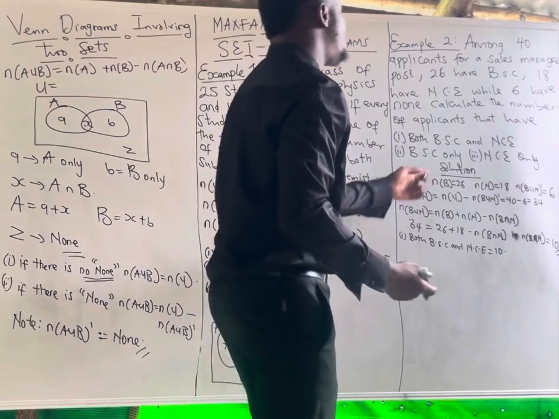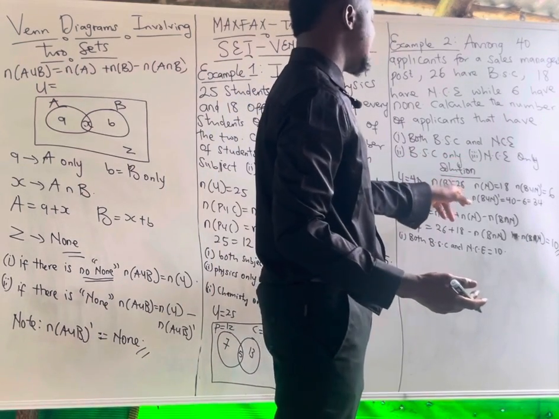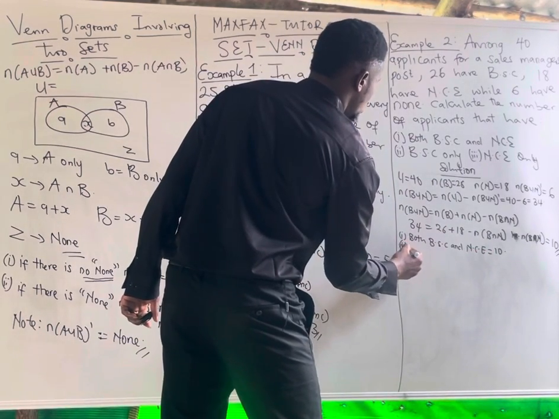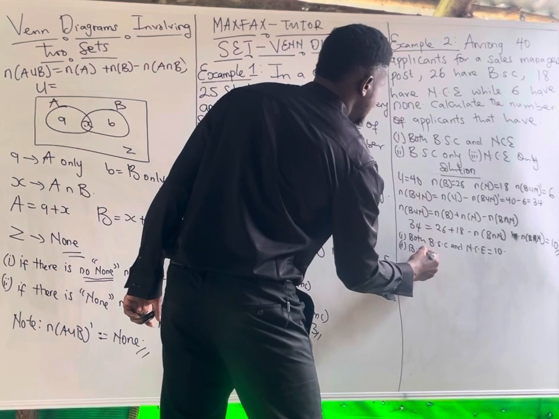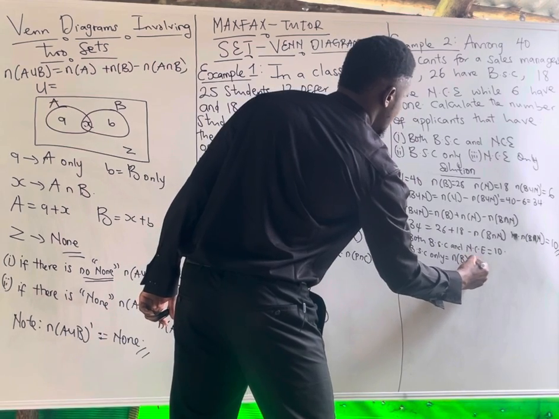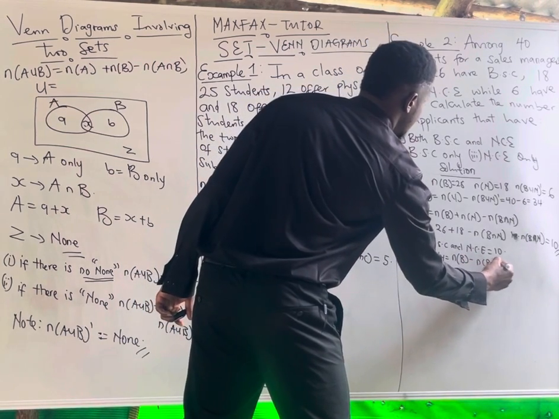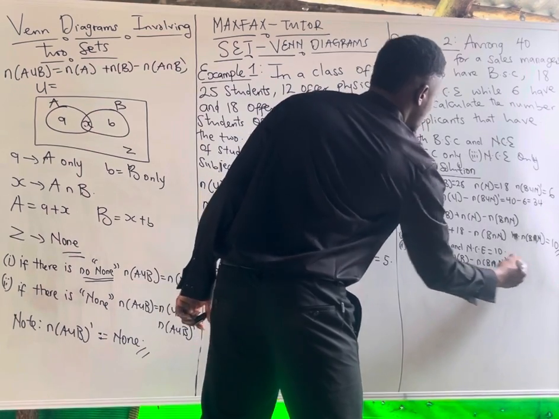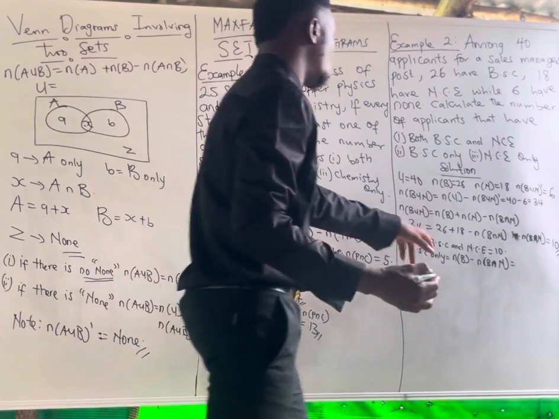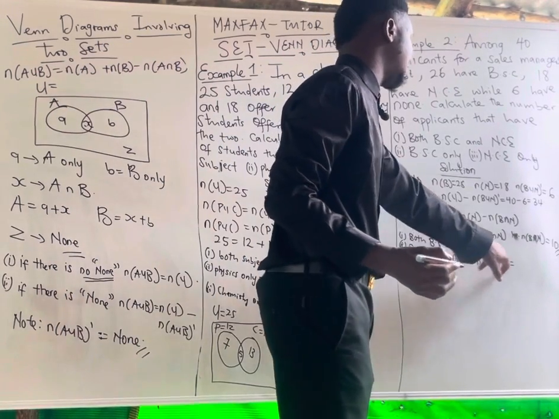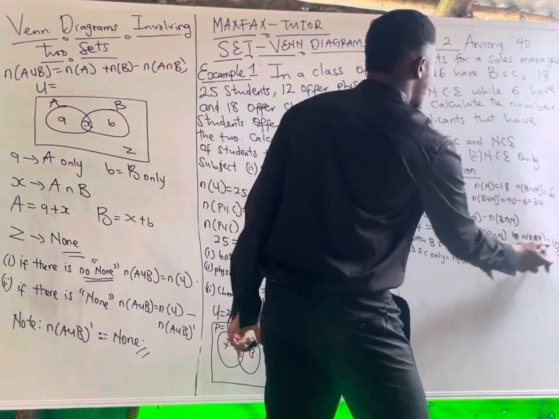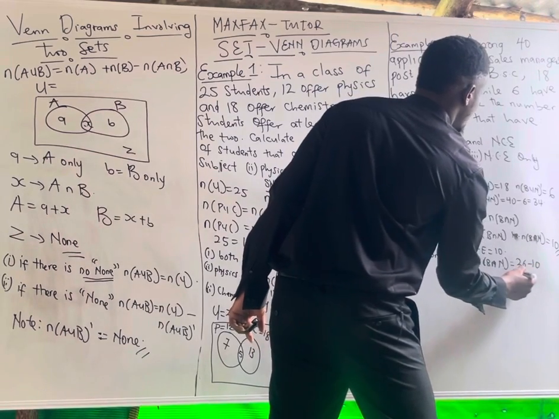Now, if you want to do BSc only, then it will be number of BSc minus BSc intersection NCE. So therefore, number two, BSc only would equal N of B minus N of B intersection N. Don't forget, that is the formula we use here also for physics only: number of P minus P intersection C. So BSc only equals number of BSc minus B intersection N. Our number of BSc is 26, minus B intersection N, which is 10.